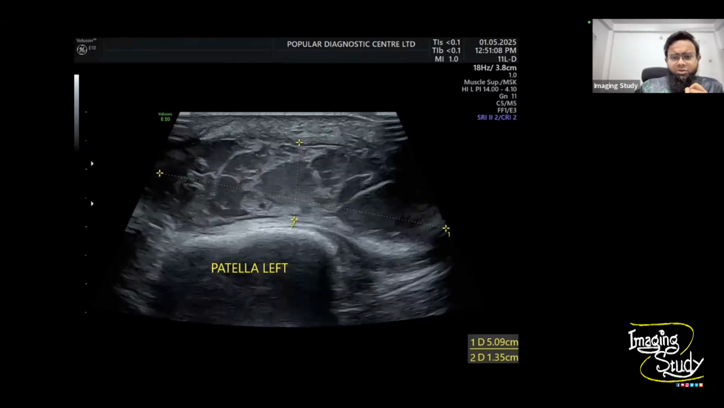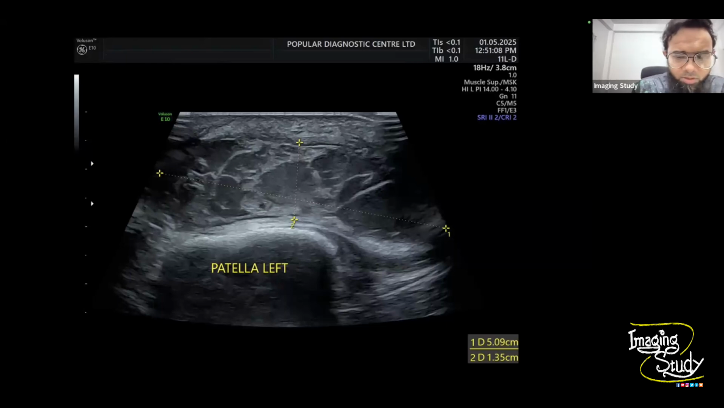Okay, that's good. So it's located over the patella. You see, this is the patellar tendon over here. So it's just below the skin and subcutaneous tissue. So it's very superficial. There is no connection with the bone. It's just separated by the musculofascial layer.